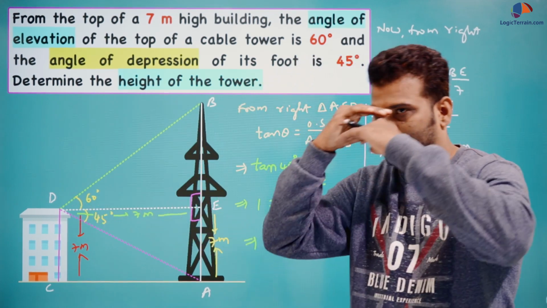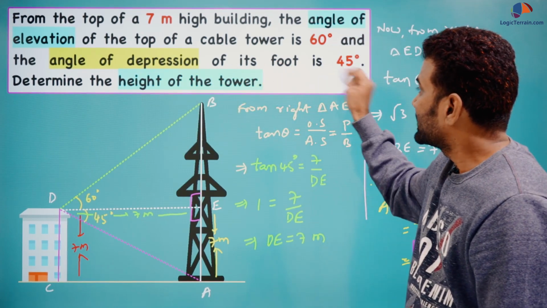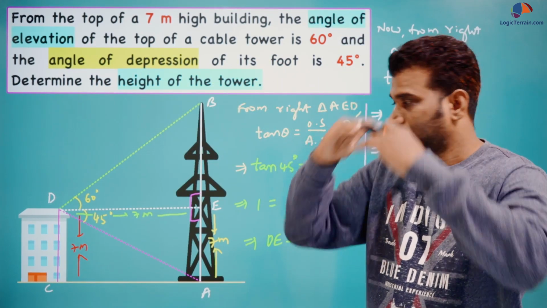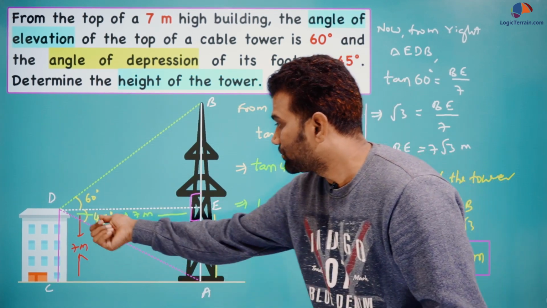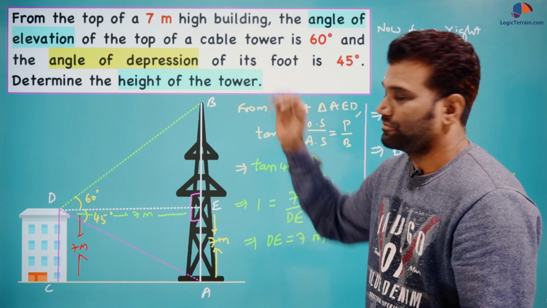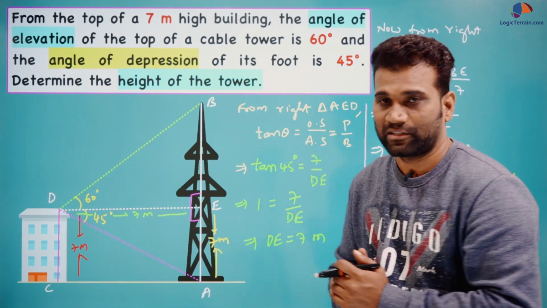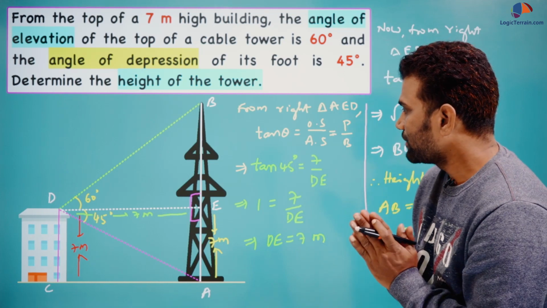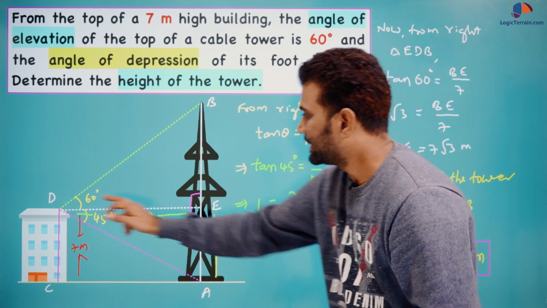60 degrees with the horizontal line. Okay, and the angle of depression of its foot is 45 degrees. So from the same point, the angle of depression to the foot of the tower is 45 degrees. This is given information. So from this we need to find the height of the tower, this total height of the tower. So clearly we have two right angle triangles, one is AED, another one is BED.